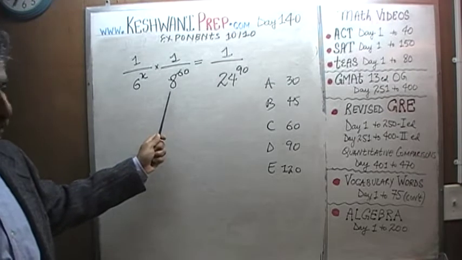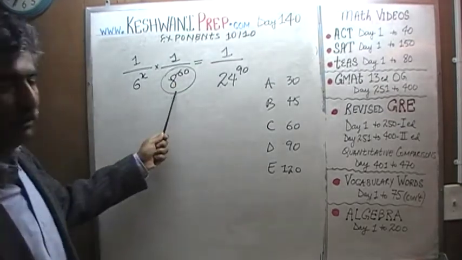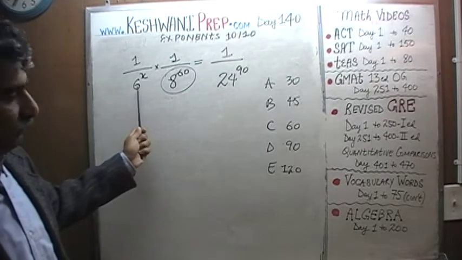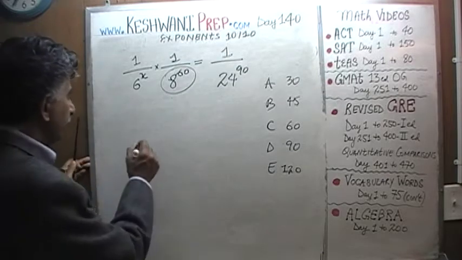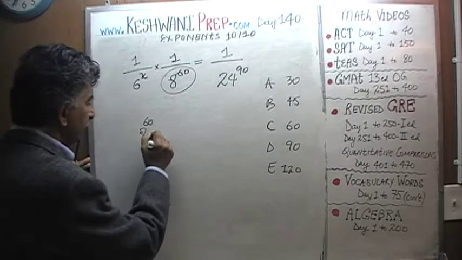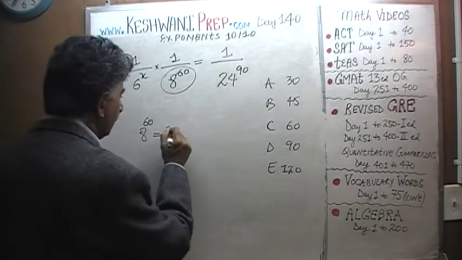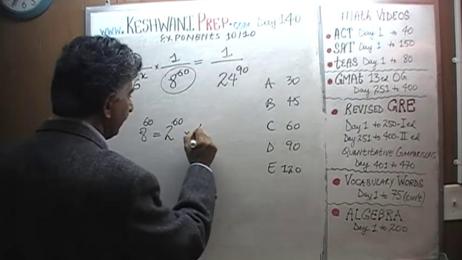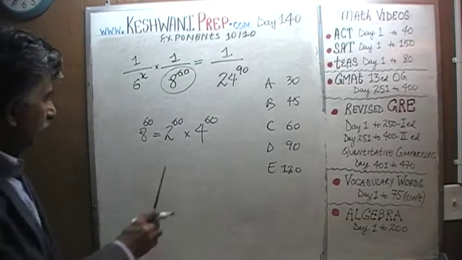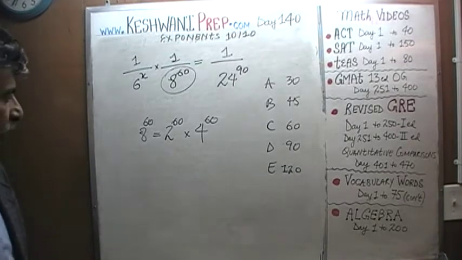If we can somehow write this quantity as 4 to some power, 4 times 6 is 24. Let's see what we can do here. 8 to the 60th is the same as 2 to the 60th times 4 to the 60th. Don't you agree? Of course, because 2 times 4 is 8. Okay, stay with me in this story. It's very important that you stay with this story.